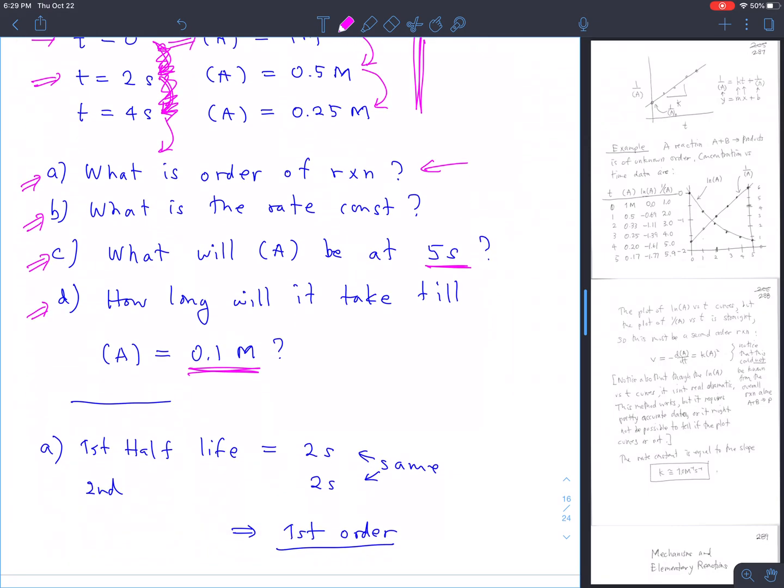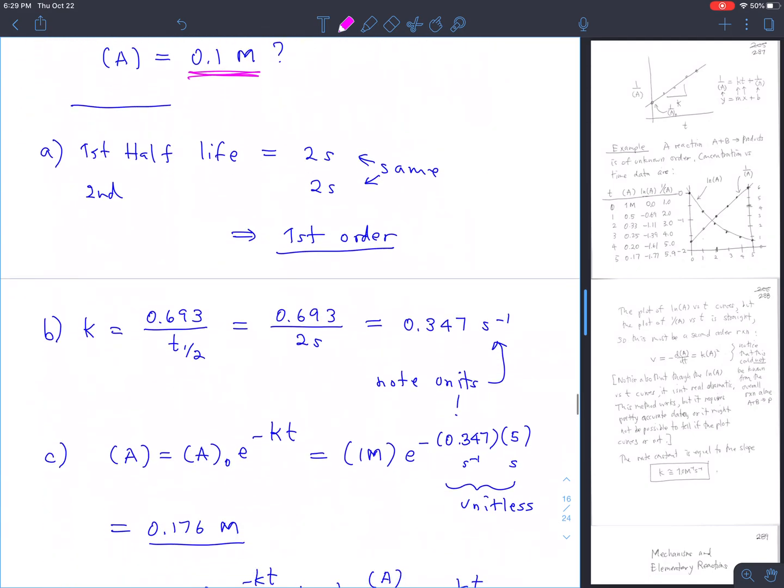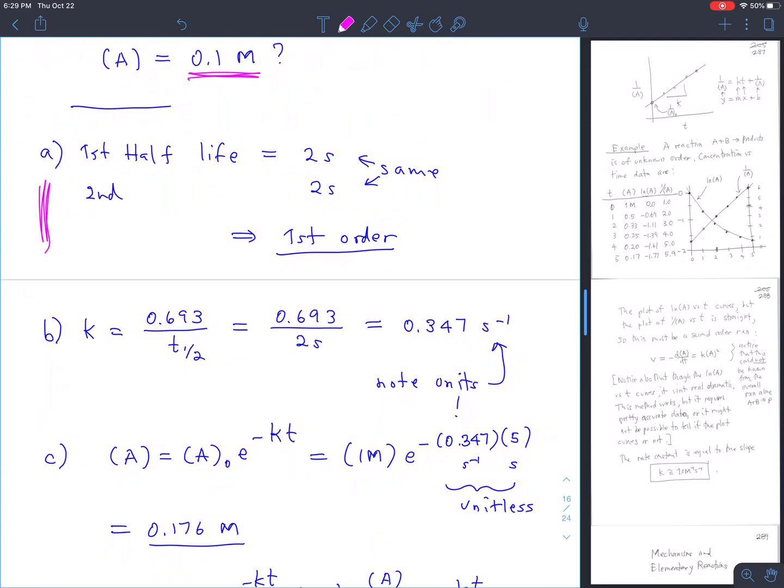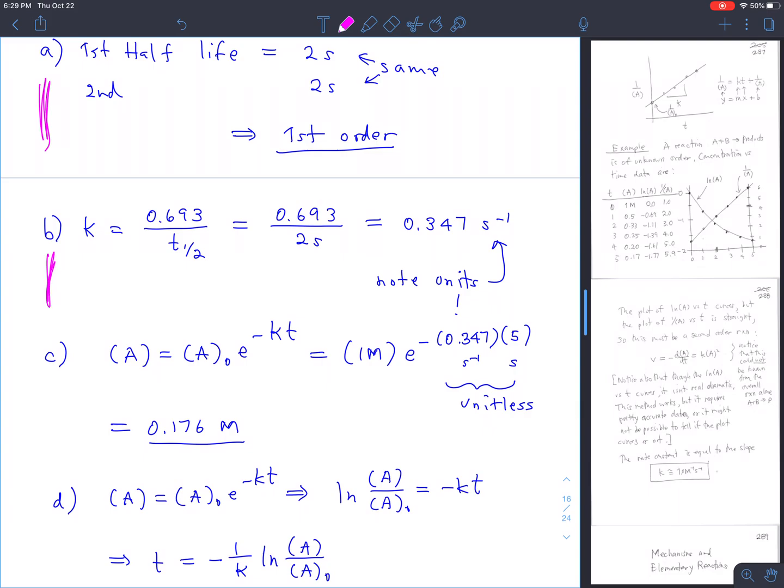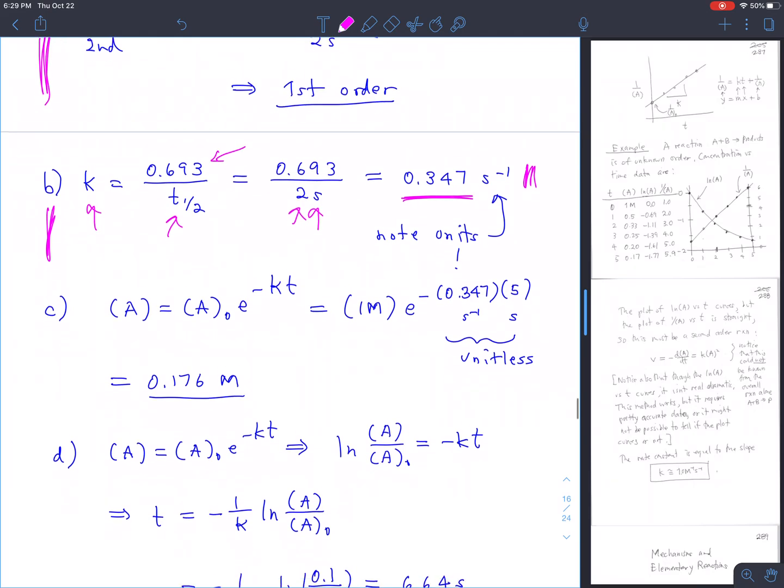What's the rate constant? I'm answering them down here. The rate constant is equal to 0.693, log 2, divided by the half-life. The half-life is 2 seconds, so half of 0.693 is 0.347. Notice the units, seconds to the minus 1. You can see the seconds to the minus 1 units coming out naturally from our formula, and therefore we have confidence that we're doing everything right.